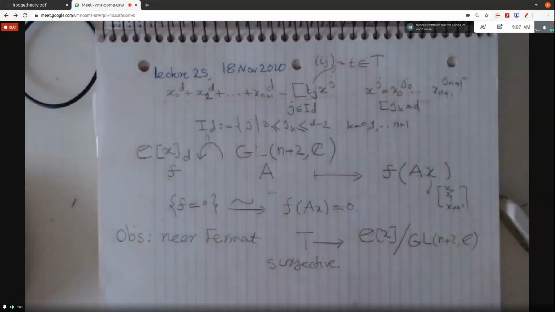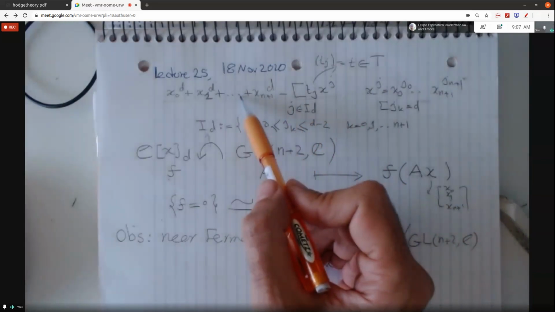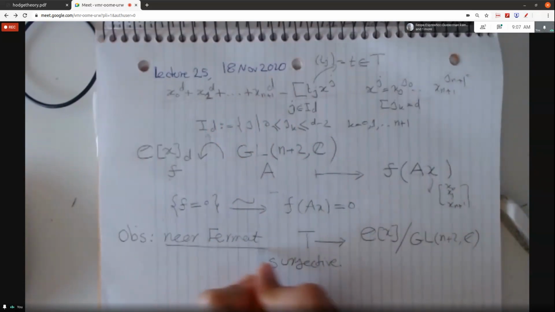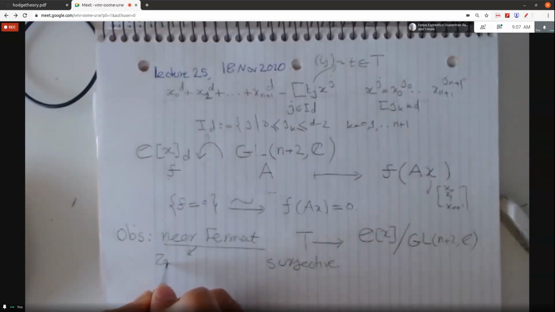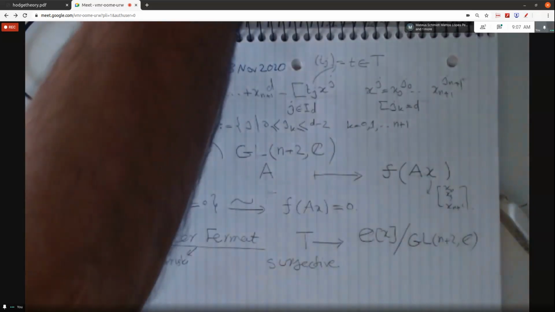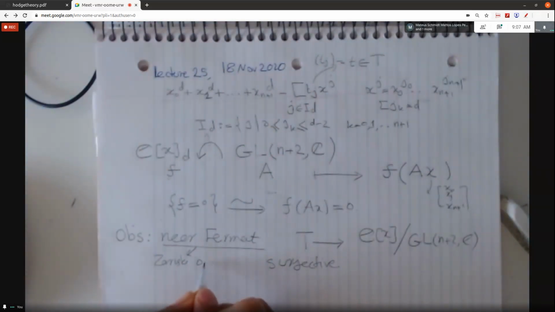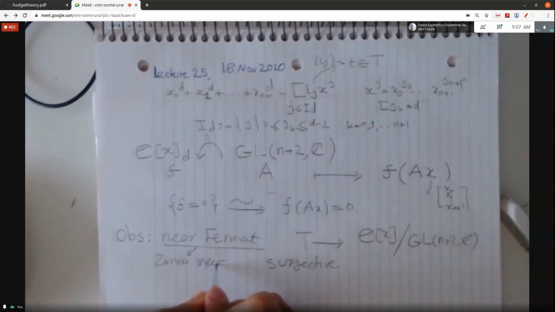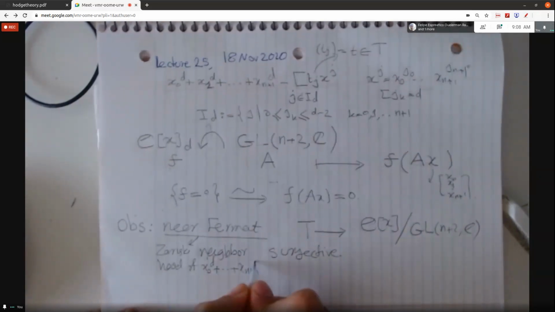I will not go into detail on this one, but it is an easy statement. So the idea is that near, and actually what does this near mean? This means in a Zariski open neighborhood of the Fermat polynomial x_0^d plus up to x_{n+1}^d.